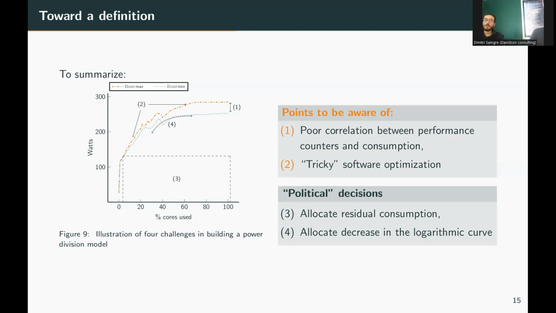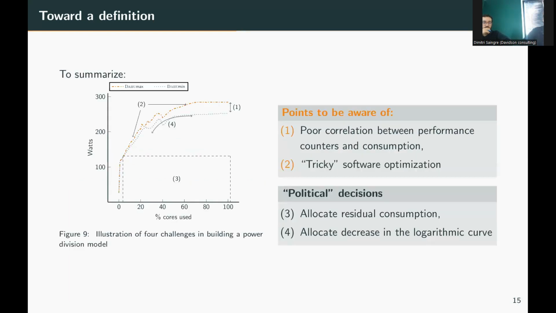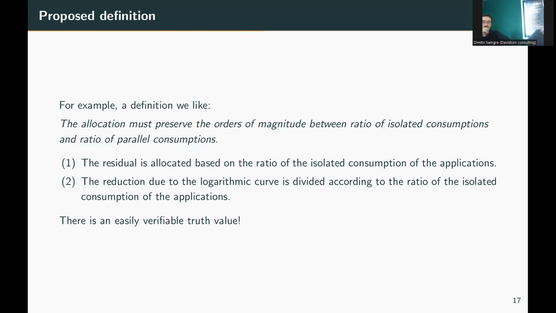The first 2 points are technical. You could have a perfect model on a perfect computer that gives you perfect measurements. But for the last two, it's up to the model designers to document those choices. That is what we are trying to do in these definitions. So if we establish the decisions we are making with these political decisions, we can define what we mean by software consumption.